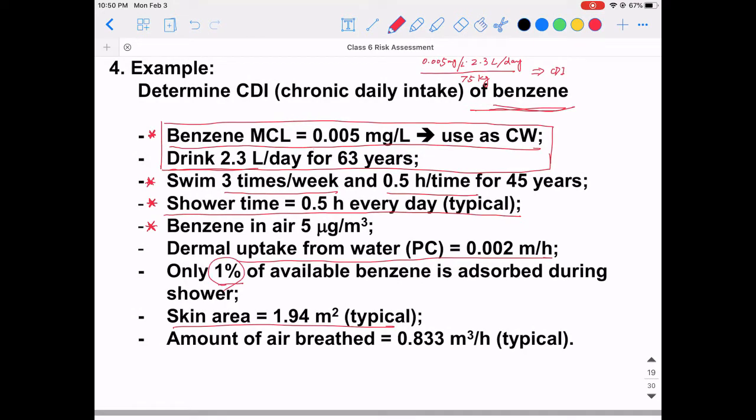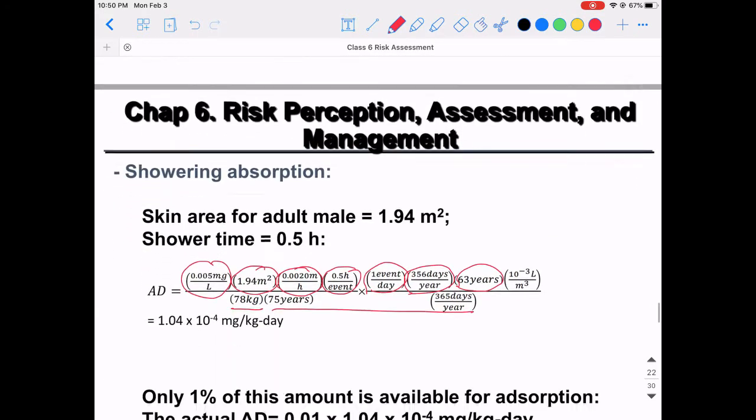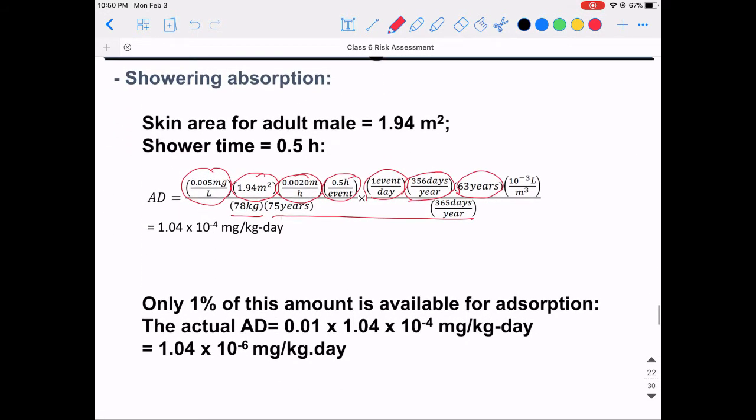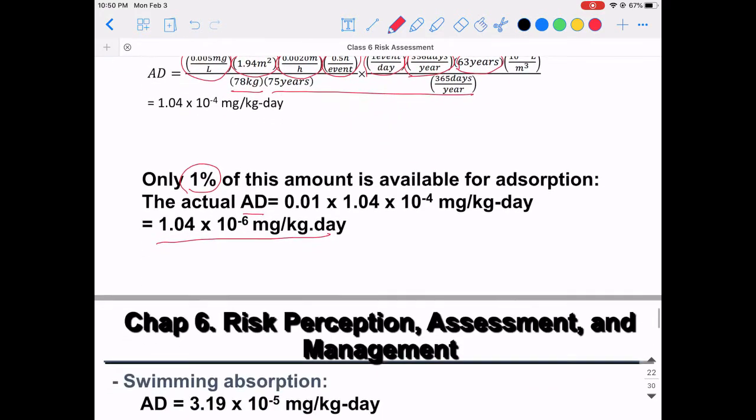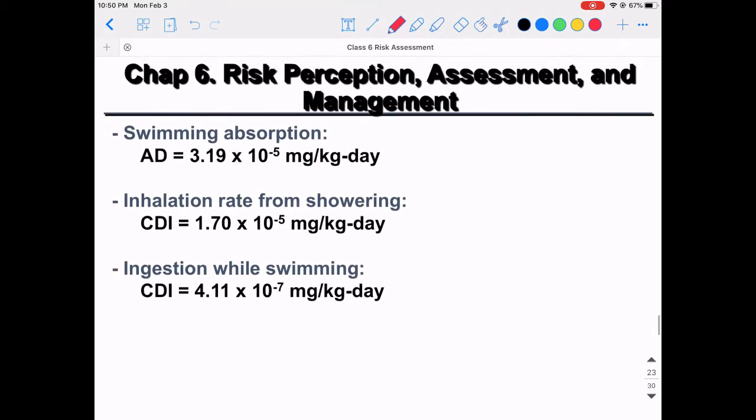And the condition also gives us that only 1% of the available benzene on the skin is absorbed during the shower. So this means that we can just multiply this number by 1%. And the actual CDI is just 1% of that ingestion rate. Okay?